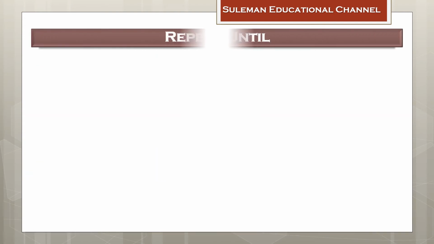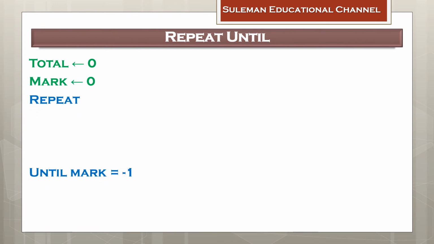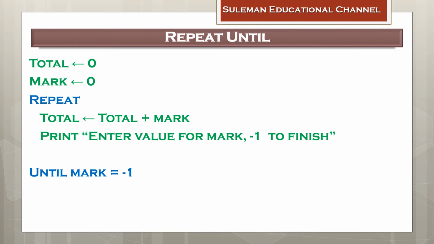Now let us discuss another example of repeat until. Total assignment operator 0, mark assignment operator 0, repeat. Total assignment operator total plus mark. Print enter value for mark minus 1 to finish. Input mark, until mark is equal to minus 1. In the first line total is initialized to 0. In the second line mark is initialized to 0. Third line, repeat is used.